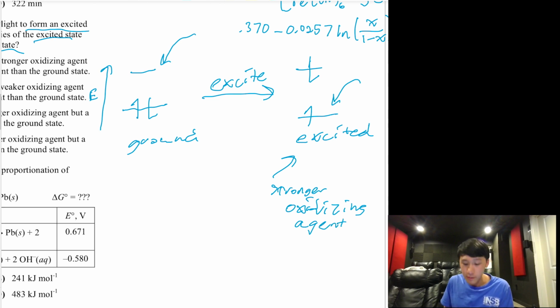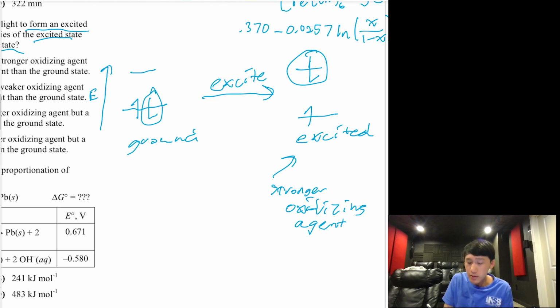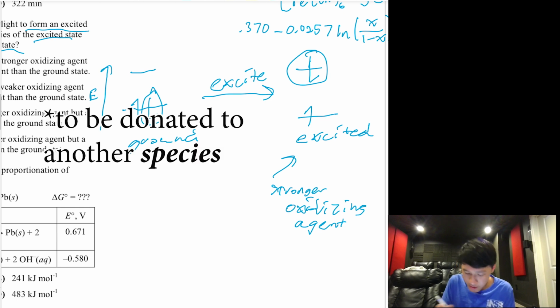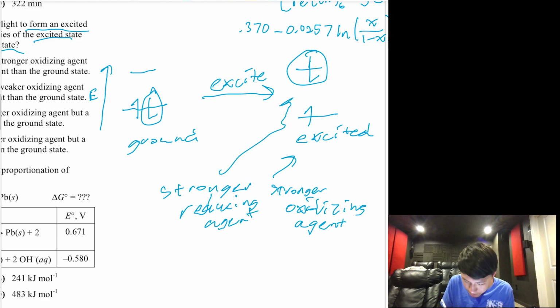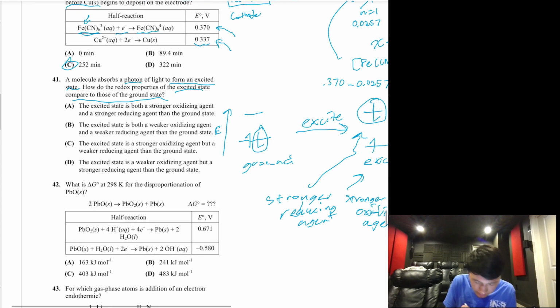And what does it mean to be a reducing agent? Well, what that means is how well you can donate electrons to another species. If you would imagine, this electron up here is a higher energy electron than this electron down here. If the electron is higher in energy, it's easier to remove from the atom to be donated to another species. As such, it's going to also be a stronger reducing agent, because its electron is higher in energy. Therefore, we can say that the answer is A.